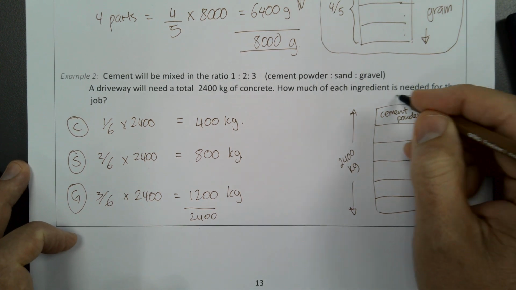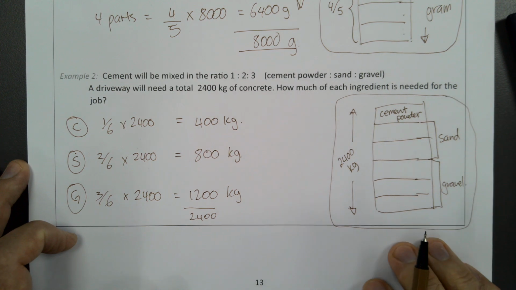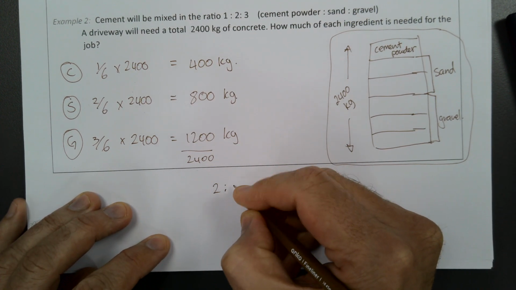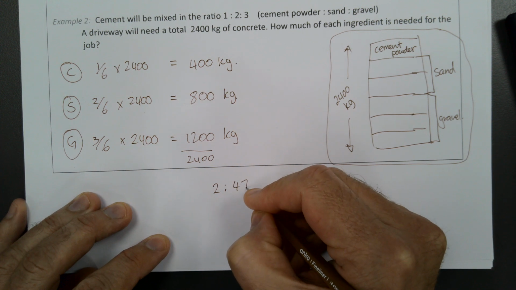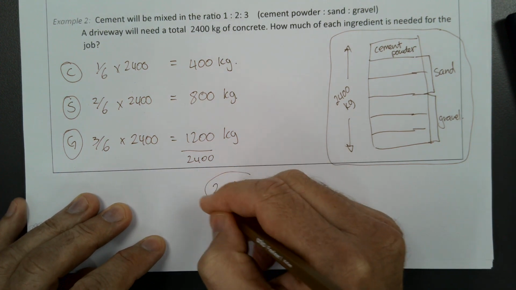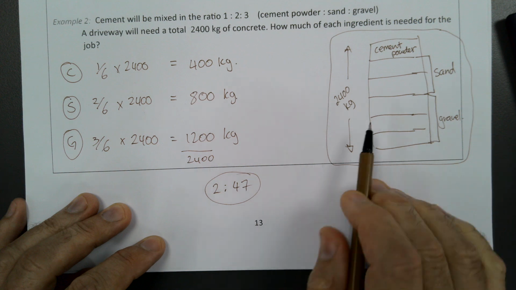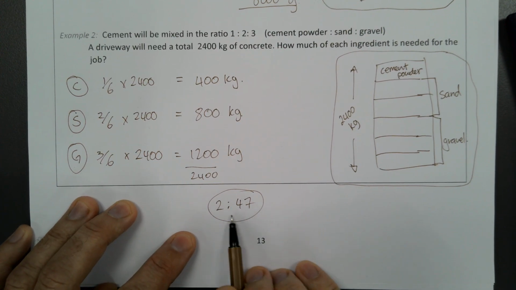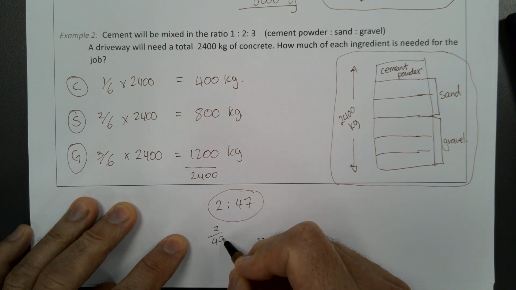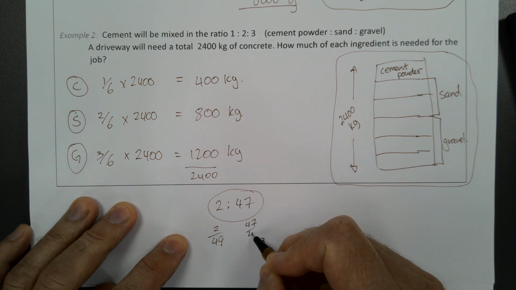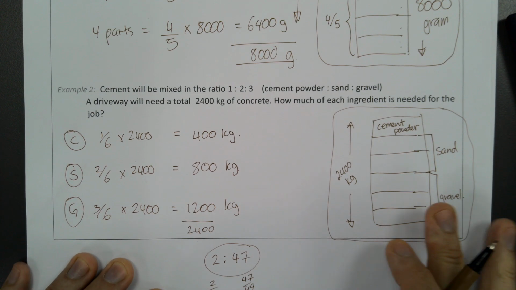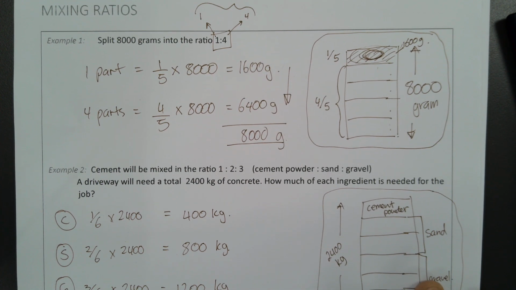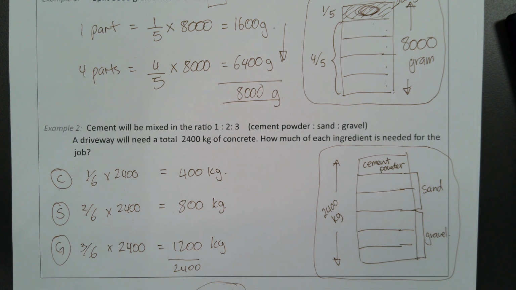Now remember, this kind of diagram is helpful. You may not always be able to do that though. For instance, if I had 2 is to 47 as my mixing ratio, then it'd be a bit hard to do that. But the principle is the same. My total would be 49, so it'd be 2 over 49 and 47 over 49. It's a simple process. Follow the procedure. I don't care what the numbers are, just follow the procedure. And that's how you do it.